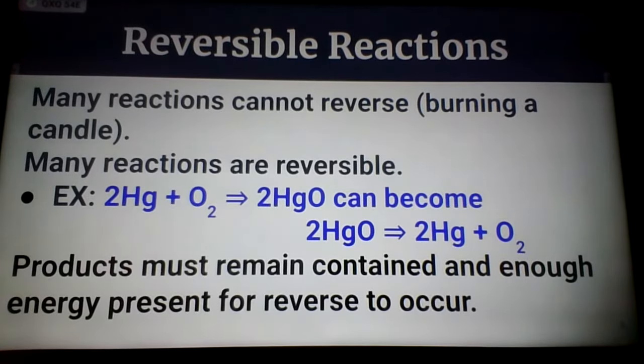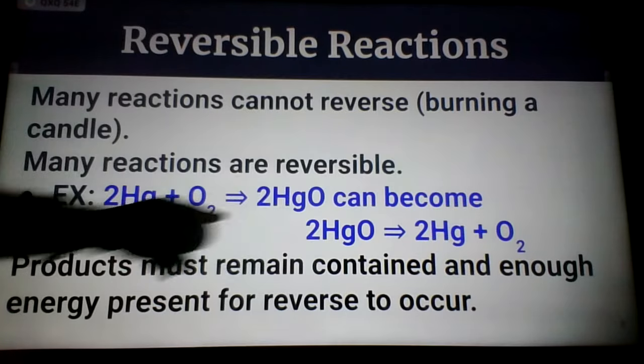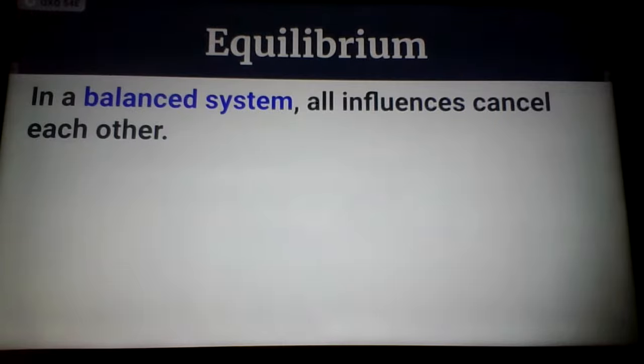Now, for that to happen, the products must remain contained. We don't want the oxygen to flow off into the atmosphere. We want to be able to contain them, and have enough energy present to reverse the original reaction. So we have to keep the products contained and still have enough energy, especially if a combination is going to be split back up into a decomposition. That 2HgO right there, we have to have enough energy in order to separate that bond into the mercury and the oxygen. Ready? Okay, equilibrium, we're almost done here for today. In a balanced system, all influences cancel each other.